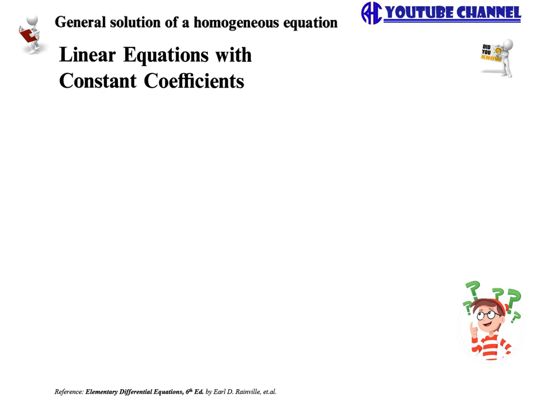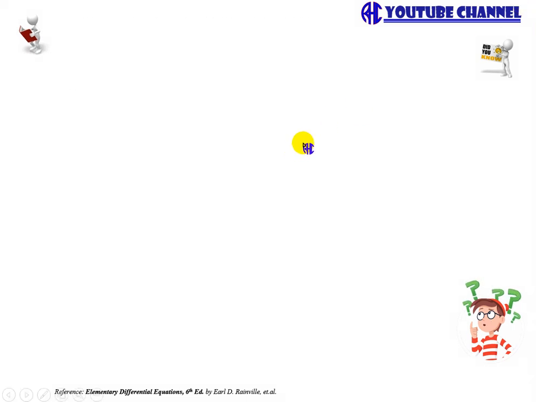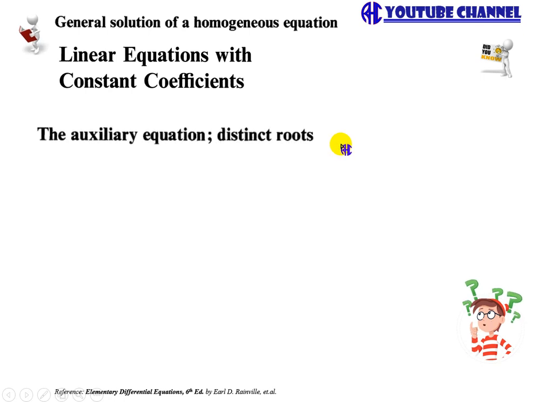So pag-usapan natin ngayon is about sa general solution of a homogeneous equation. Homogeneous equation pag-usapan natin ngayon under sa linear equations with constant coefficient, tapos under second order kasi tapos na tayo sa first order. Then okay, yung auxiliary equation na may distinct roots, repeated roots tapos imaginary roots.